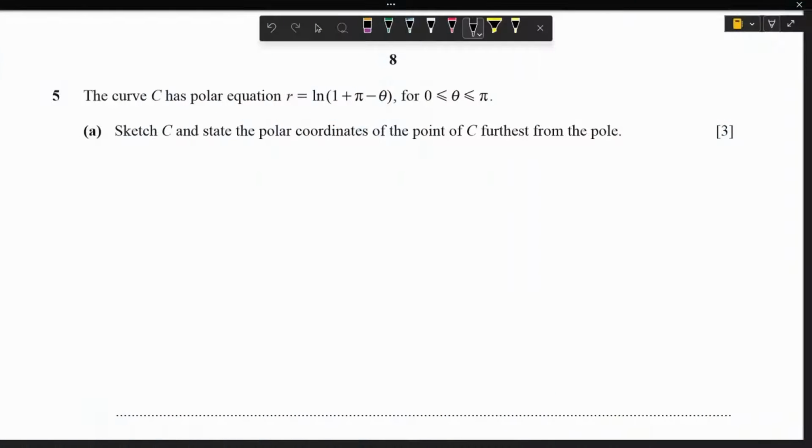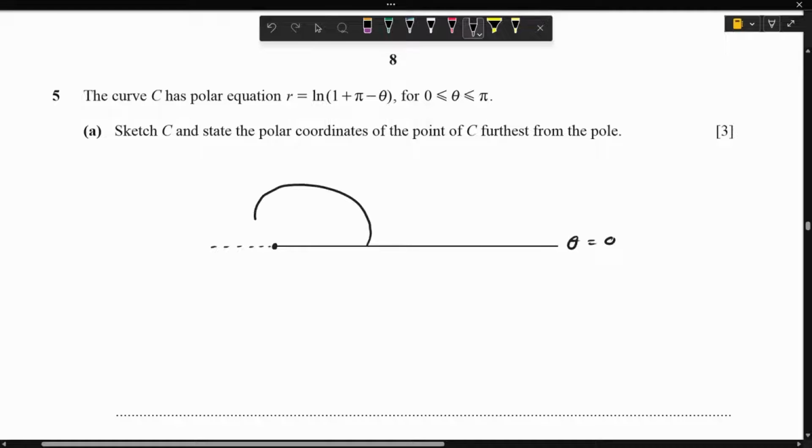So I'm going to put the graph right on here in this space. So this is theta equal to 0, and we have the pole right here. I'm going to extend the pole just a little, but the pole is here. So the graph comes out like this, according to what we had in the sketch.